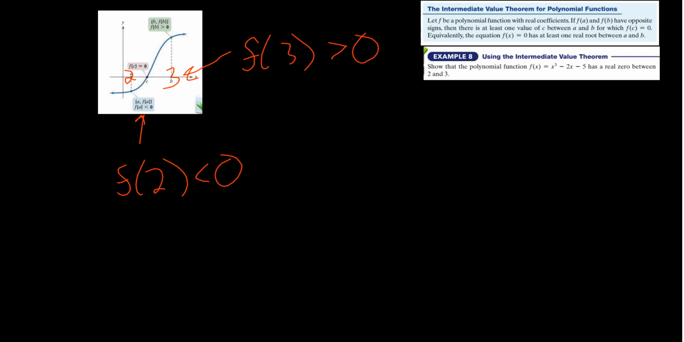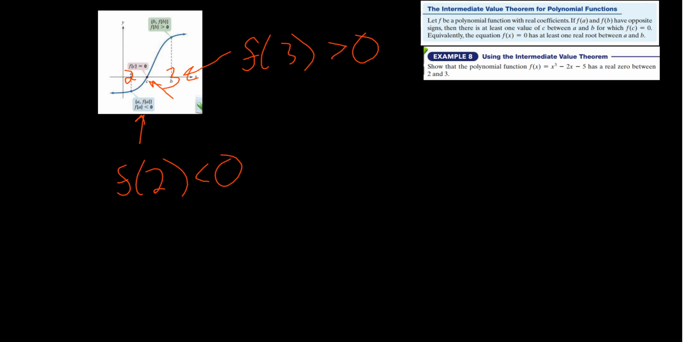Okay, if we take f of 2, we see that right here, right? If we took f of 2 and we evaluate the function and it's less than 0, if it's a negative number, and then if we took f of 3 and it is a positive number, then that tells me that there is some number between 2 and 3 that has a root at c.